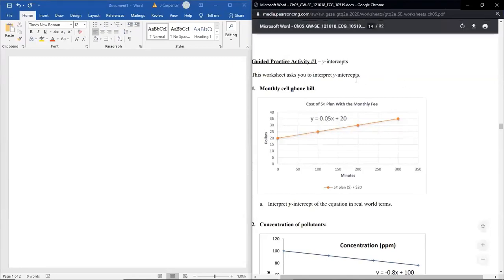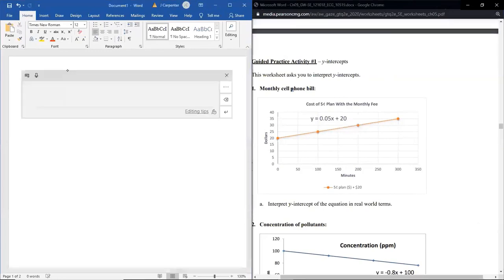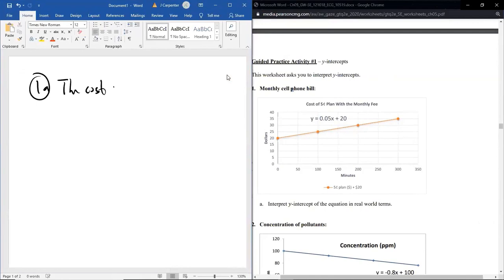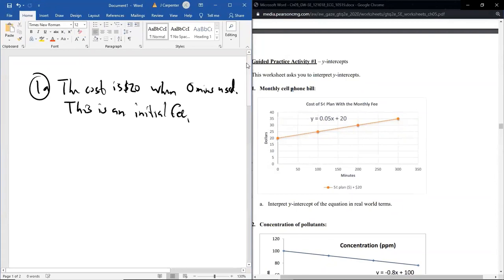All right, so just the y-intercept, which is the starting value, also the constant, the fixed value, so that's the 20. So if we're in 1a, the y-intercept is the 20, which is a cost. So the cost is $20 when 0 minutes are used. This is an initial fee. Guess I could have typed that. Oh well.